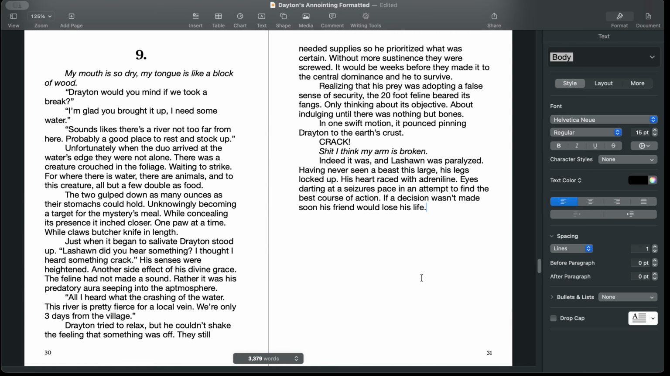So be sure to come back next episode so that we can finish out this scene and continue the story of Drayton's anointing and his journey to figure out what is going on with him, and will he be the catastrophe that ends the world, or will he be the savior that overturns the corrupt government and the laws of this land?